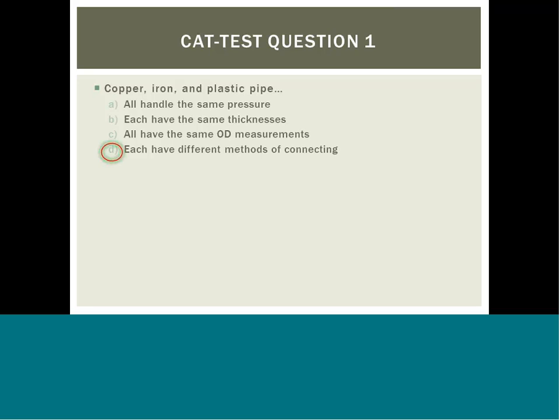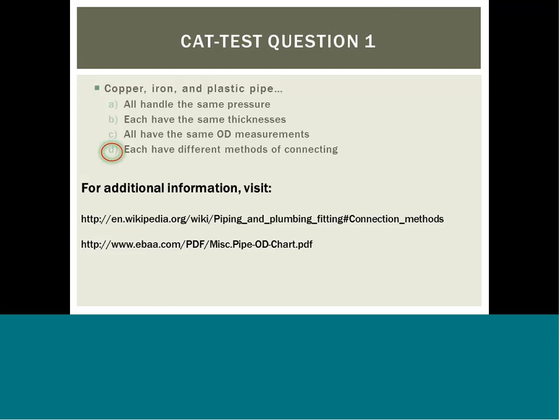Answer D is the best answer here. Answer A is not correct because copper and iron will handle much higher pressures than plastic pipe. Answer B is not correct because iron and plastic pipe will typically be much thicker than copper pipe. Answer C is not correct because outside diameter is different for each type of material.